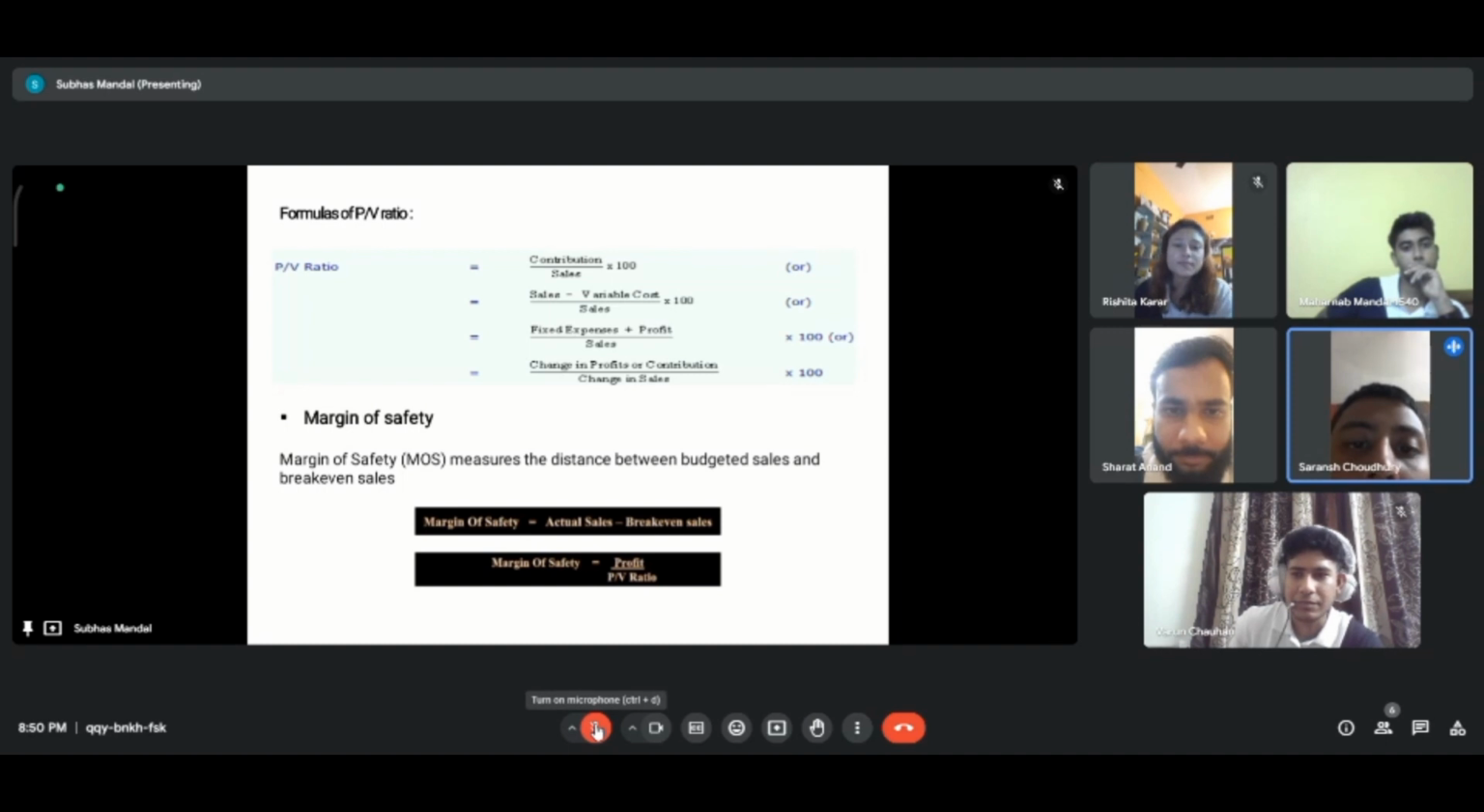Margin of safety. Margin of safety measures the distance between budgeted sales and break-even sales. Margin of safety is equal to actual sales minus break-even sales. Margin of safety could also be profit by P/V ratio.